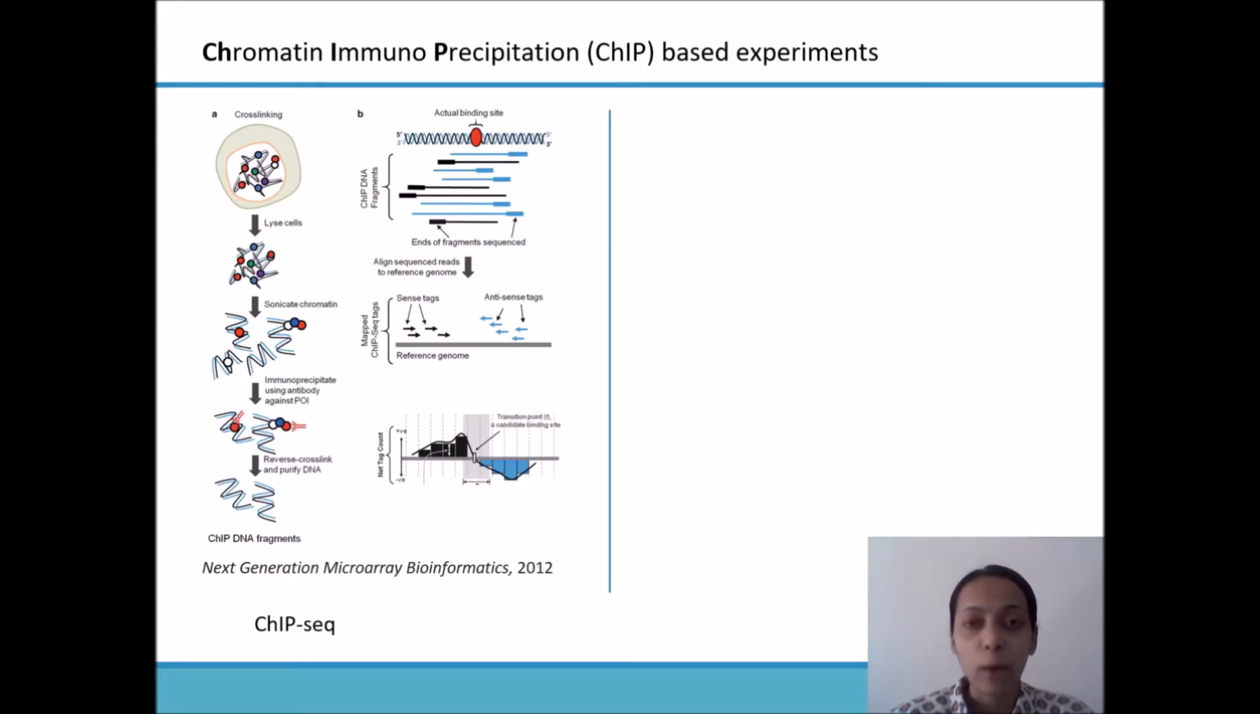In ChIP, formaldehyde is used to first cross-link the proteins to the DNA. Then the DNA is sheared into fragments of average size 200 to 1000 base pairs. After that, a specific antibody is used to immunoprecipitate the chromatin associated with the target protein. Then the crosslinks are reversed and these DNA fragments are mapped to the genome.